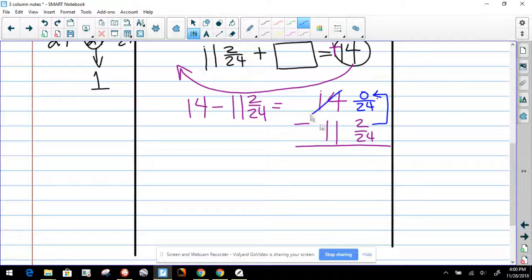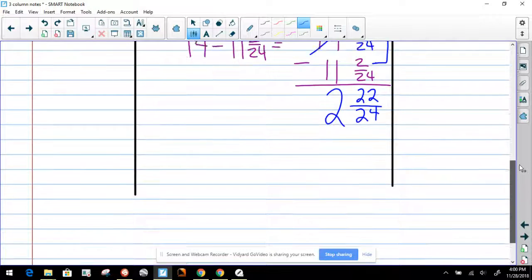So we borrow from that 14, and the 14 turns into a 13. And because we borrow 1, that 1 becomes 24 24s. That is going to be set up over here. So 24 plus 0 equals 24 24s. So now this is no longer a 0, it's 24 24s. Now we can subtract 2 from 24, and the answer is 22 24s. Subtract 11 from 13, and the answer is 2.